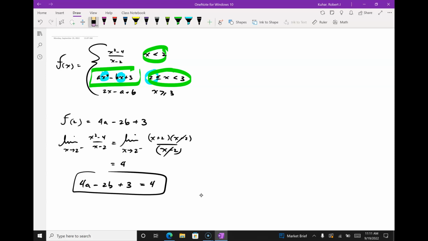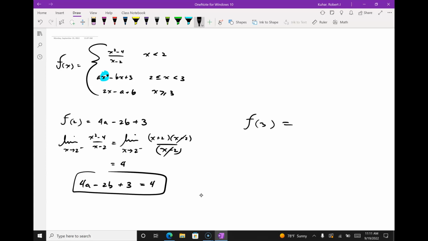So now I got to do the same thing at the other point, at 3, right? Everybody with me there? I found a connection at 2. Now I have to find a connection at 3, right? So f of 3, I use this machine. Is that clear to everybody? Because I have to use where it says x is equal to 3, right? So I get, what, 6 minus a plus b, right? I'm plugging into the x.